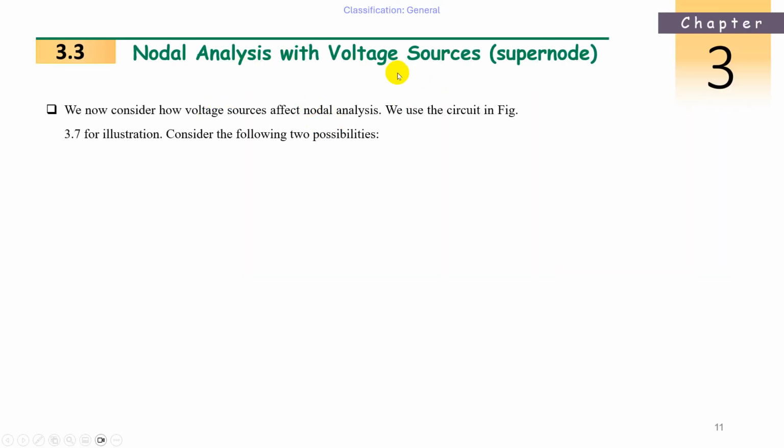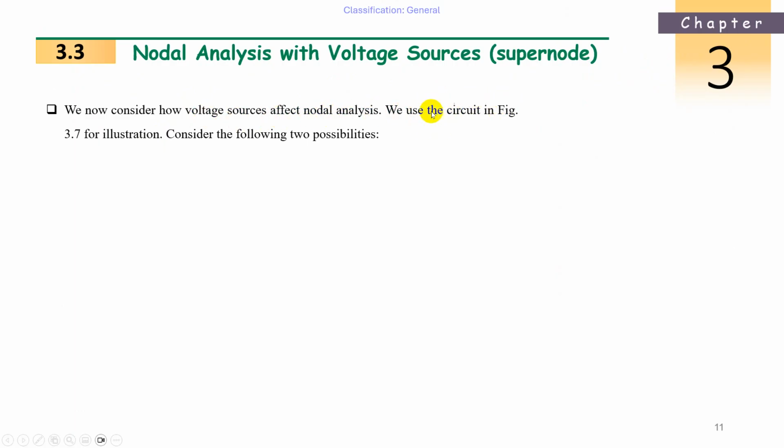Nodal analysis with voltage source. If the circuit has a voltage source other than the current source, then we solve with the nodal analysis technique using what is called a supernode. So we now consider how voltage sources affect the nodal analysis.